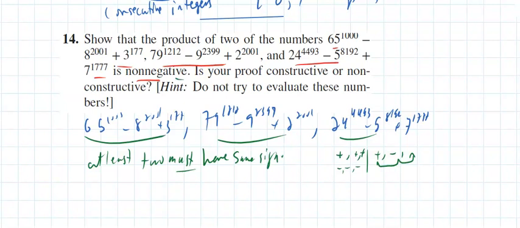So when they say show that the product of two of these numbers is non-negative: if they're all positive, multiply two of them, you will get a non-negative. If they're all negative, multiply two of them, two negatives will give you a non-negative. If one is positive and one is negative, the last one must be either positive or negative. If it's positive, choose those two. And if it's negative, choose those two. And that product right there will be non-negative. And this is, of course, non-constructive.